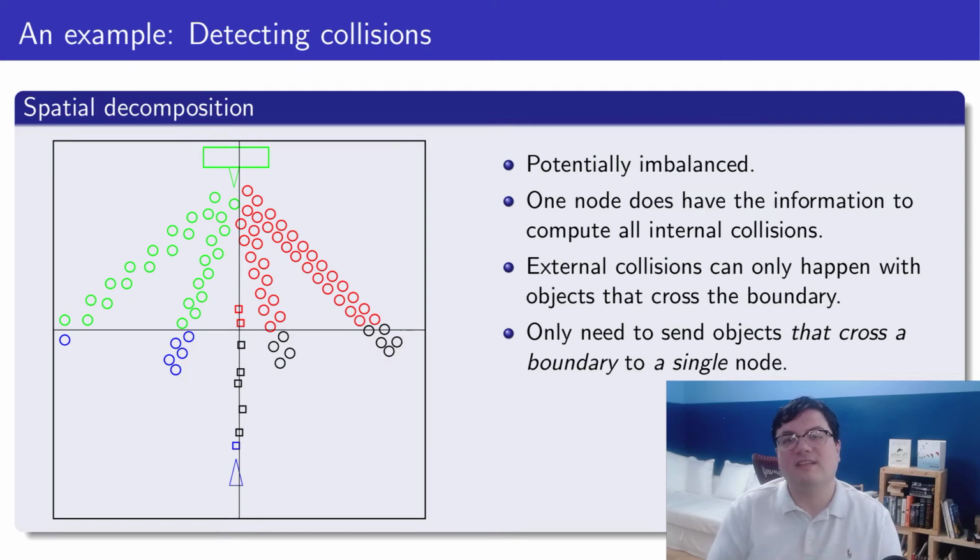Another strategy consists in allocating entities based on where they are in space. Here, we just cut the space in 4 quadrants. This decomposition is potentially imbalanced. The red computing node has many more entities than the blue computing node. But collision detection becomes a lot easier. The red node can check the collision between the red objects by itself, and red entities can only collide with an entity from another node if one of the 2 entities sits on the boundary of a region. Therefore, it is only necessary to communicate over the network the entities that sit on the region boundary.